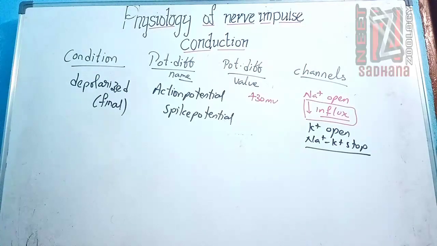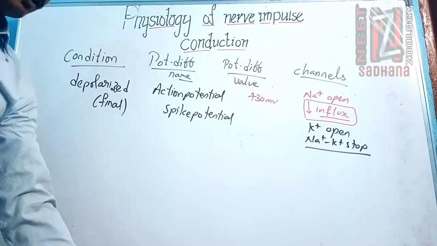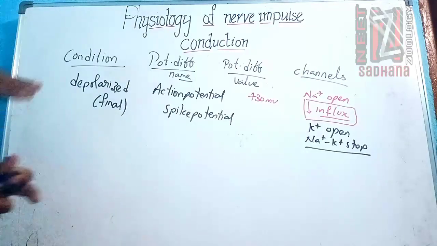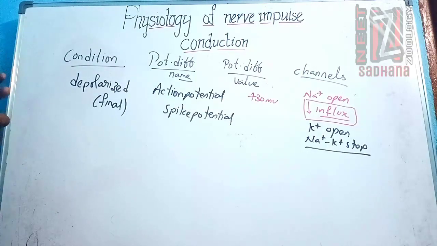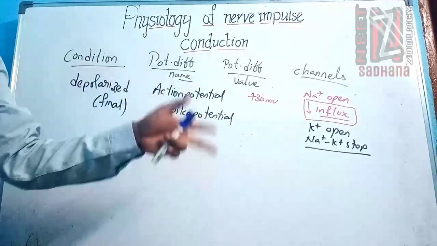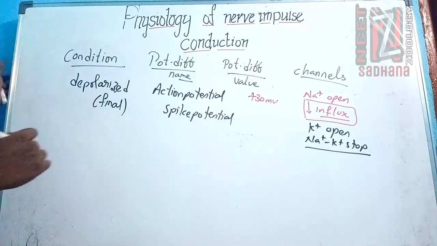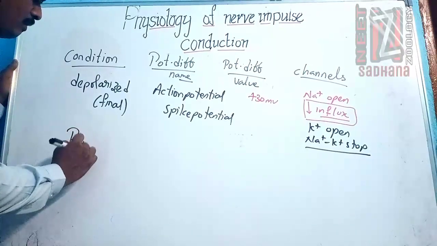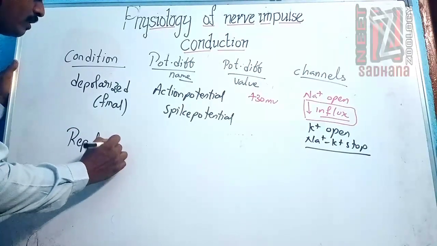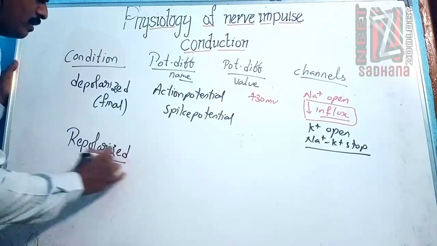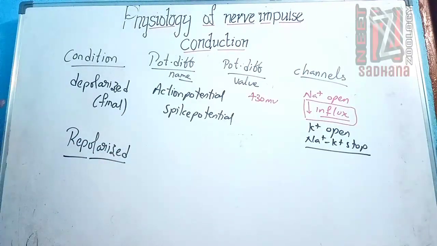So remember, potassium ion channels are always open in the nerve because they are permeable in total. But the point is, how much sodium is dominating. So in the depolarized state, sodium will be dominating. Okay, then what state will we have? We'll have the repolarization state, or repolarized state, or repolarization condition, we can say.